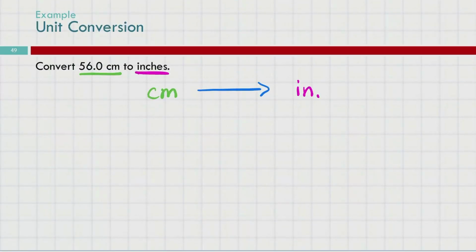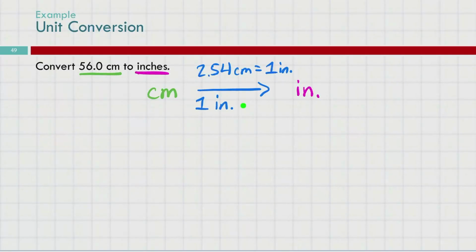All right, what is our equivalency? What's equal to what in centimeters and inches? Who's got it? 2.54 centimeters equals 1 inch. We are starting with centimeters. We're trying to get to inches. Which of these two units do we want on top? Inches or centimeters? Yes, it's inches. We want inches on top.